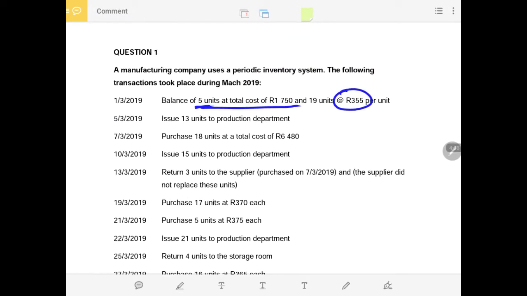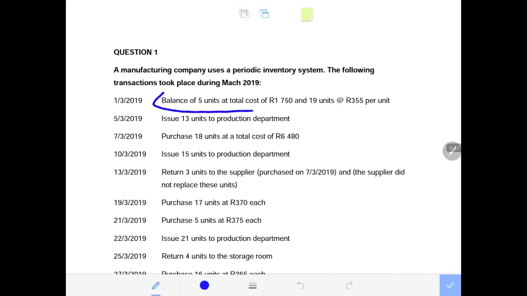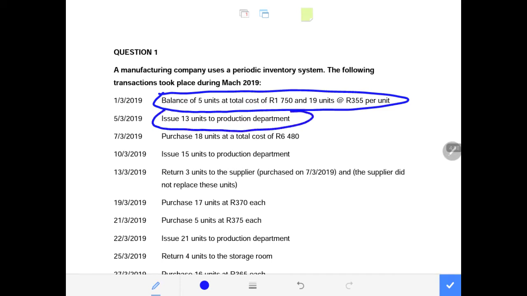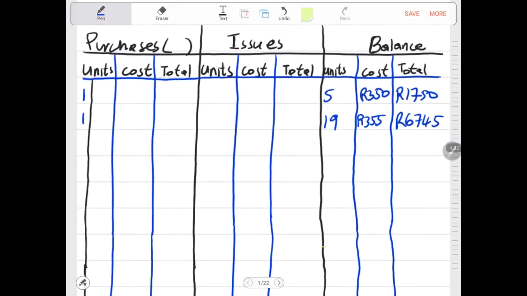Now let's go to the next transaction, which took place on the 5th day of the month of March in the year 2019. We are told that we issued 13 units to the production department. So of the 13 units that we are to issue, we need a total of 13 units. Out of this 13, we must take the first from the first inventory and the remainder of the 13 from the second inventory. Remember, first in, first out method.